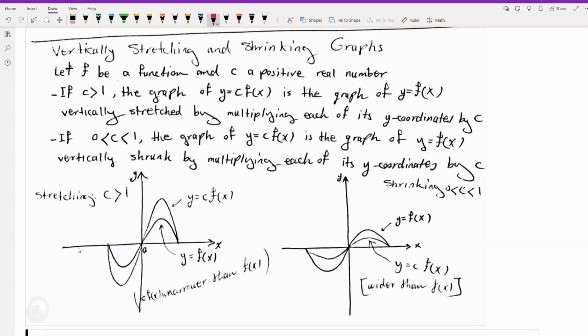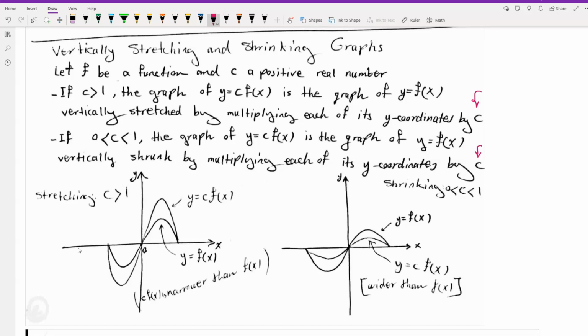Vertically stretching and shrinking graphs: let f be a function and c a positive real number. If c is greater than 1, then the graph of y equal to c times f of x is the graph of y equal to f of x vertically stretched by multiplying each of its y coordinates by c. If c is between 0 and 1, the graph of y equal to c times f of x is the graph of y equal to f of x vertically shrunk by multiplying each of its y coordinates by c.